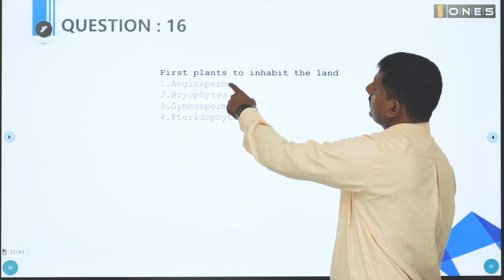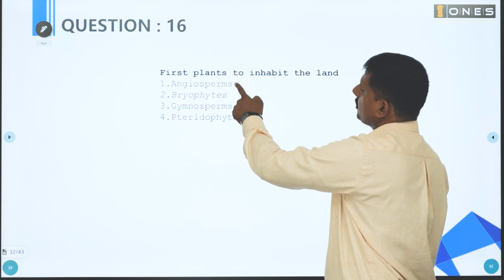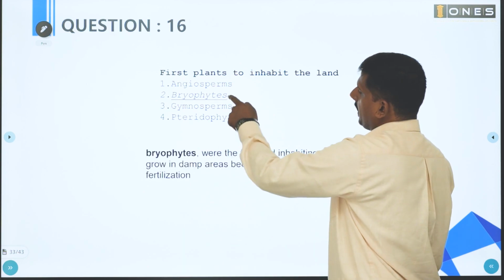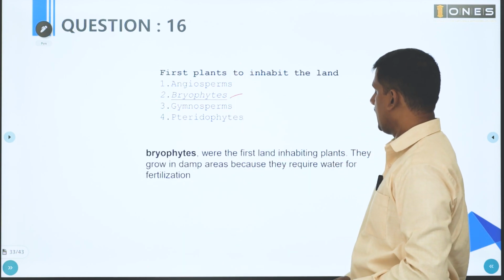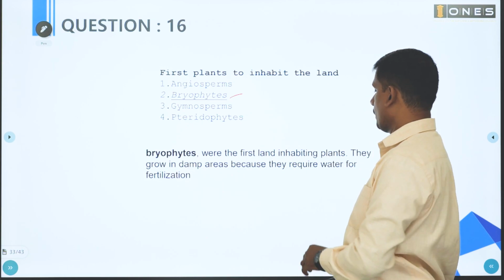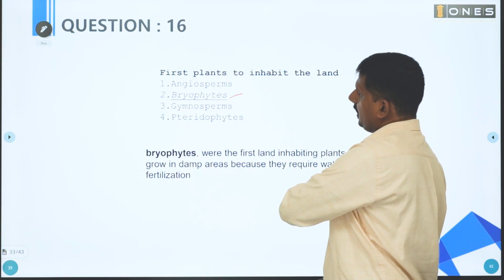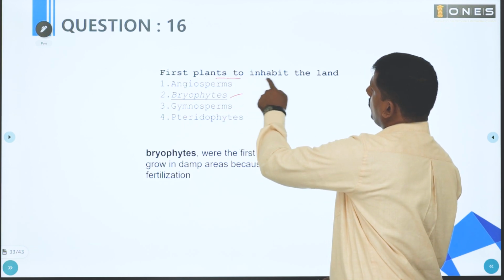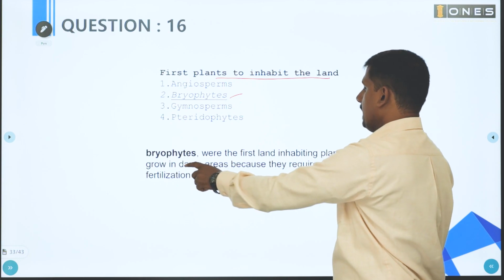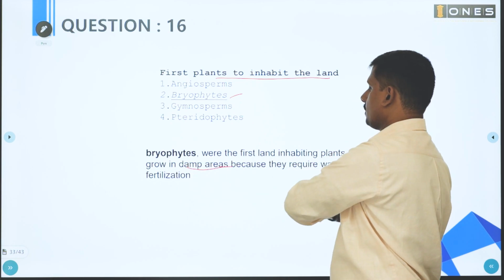So next question is: first plant to inhabit the land. Angiosperms, bryophytes, gymnosperms, pteridophytes. So the right answer is bryophytes. Bryophytes were the first land inhabiting plants. They grow in damp areas because they require water for fertilization. So first plant to inhabit land is bryophytes, but still they live in damp areas because they require water for fertilization.